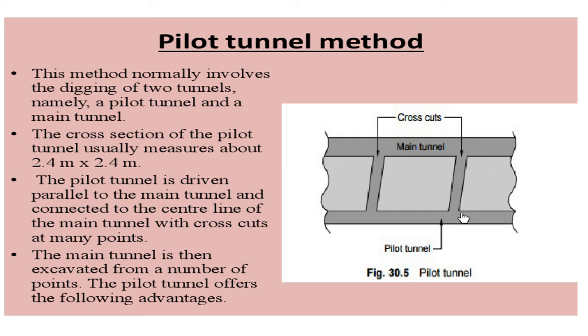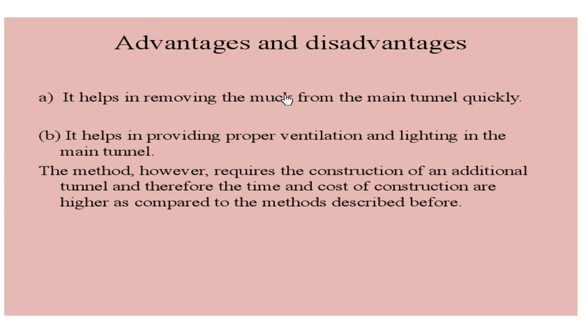Here the pilot tunnel is driven parallel to the main tunnel, and then what is being done? The cross cuts are being made at many points to reach the main tunnel. And like this, the main tunnel is then excavated from a number of points, and the pilot tunnel offers the following advantages. Let us see what the advantages are. It helps in removing the muck from the main tunnel quickly. It helps in providing proper ventilation and lighting in the main tunnel.